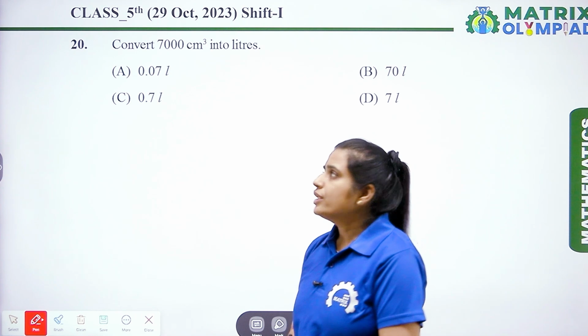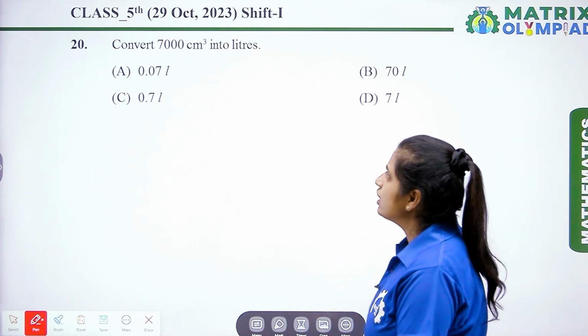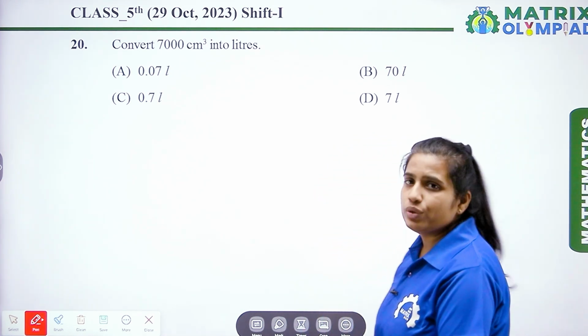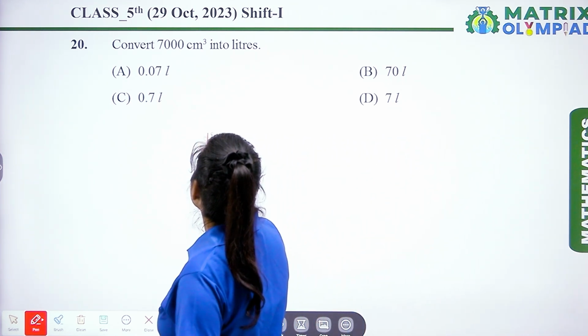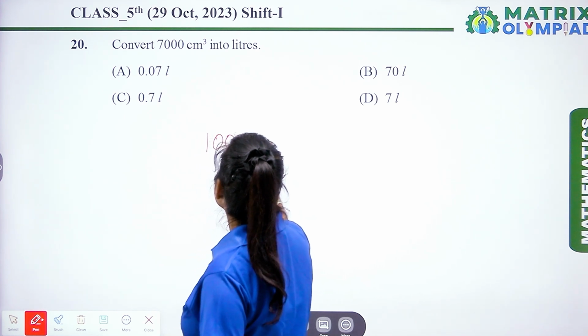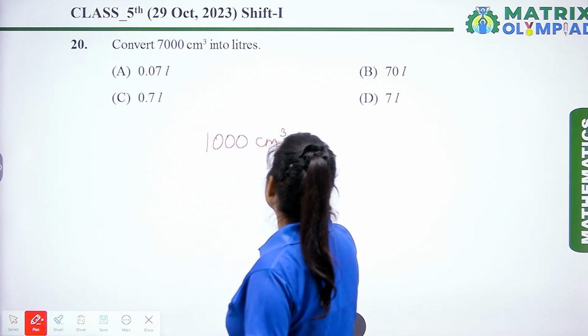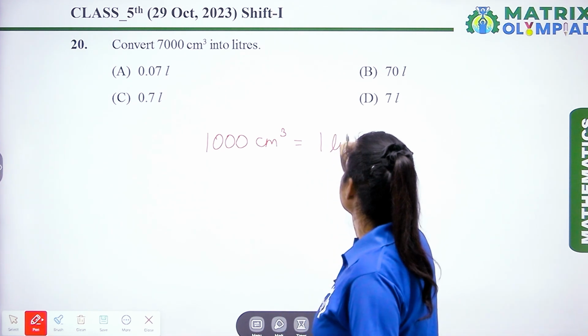Now let's start the next question, that is question number 20. Convert 7000 centimeter cube into liters. So here we have to do the conversion. We know that 1000 centimeter cube is equal to 1 liter.